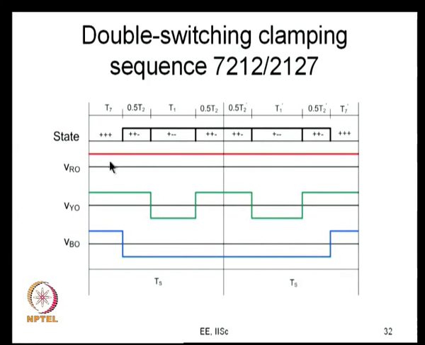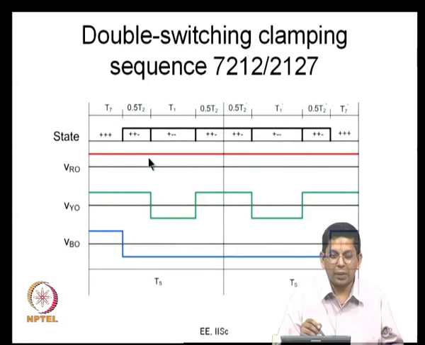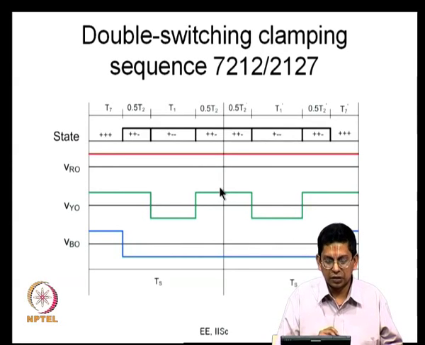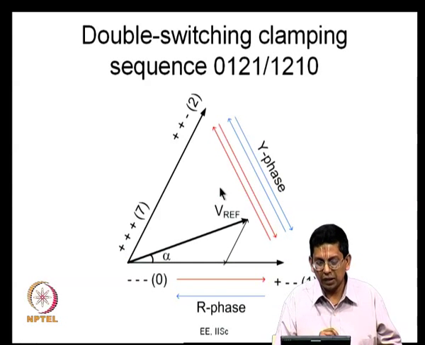Therefore, because R phase is clamped to the positive bus, you can call this a clamping sequence, and because Y phase switches twice, you can call it double switching clamping sequence. And what can be clamped? It can either be R phase or B phase in sector 1. Y phase cannot be clamped, and in this case Y phase is double switched. You can similarly think of other examples.